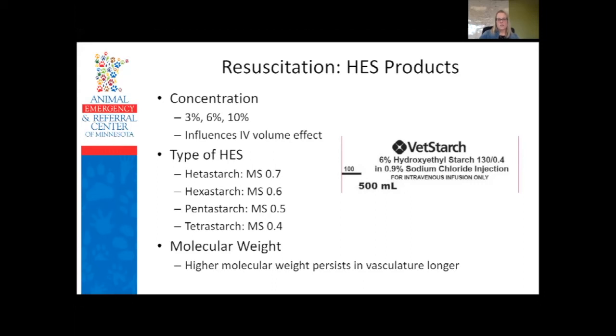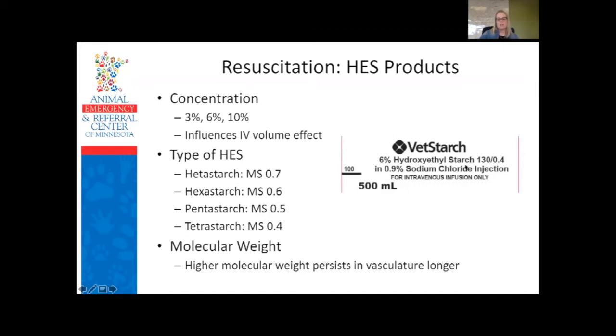The next thing on the label is the type of hydroxyethyl starch it is. So it says hydroxyethyl starch. We've got hetastarches, hexastarches, pentastarches, and tetrastarches. They name it based on what the molar substitution is. So this molar substitution, which we'll speak about in just a second, this molar substitution of 0.4 tells us that vet starch is a tetrastarch product.